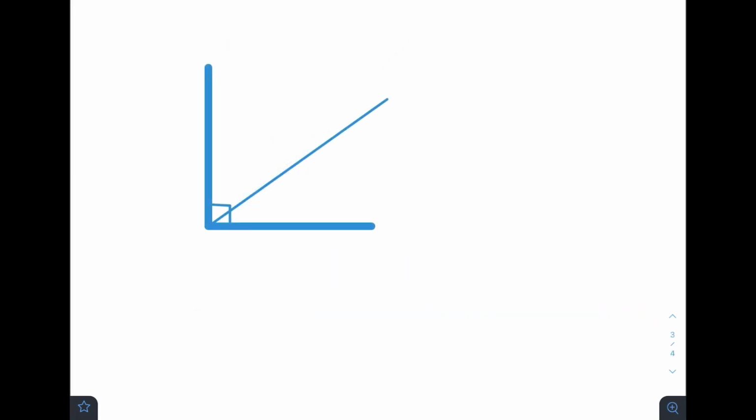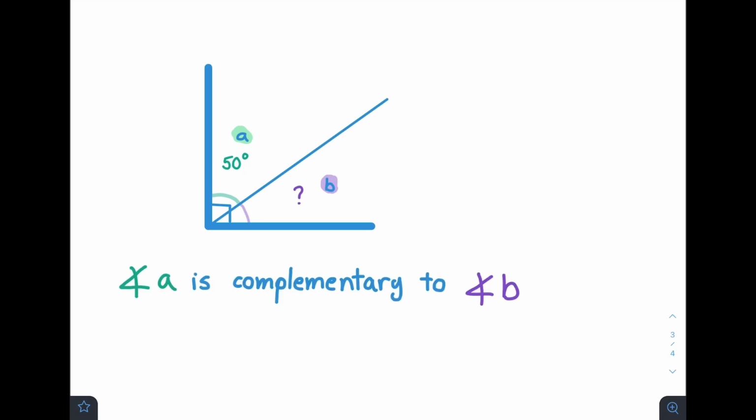Now let's see how well you understand this topic. Let's say this right angle was divided into two angles, angles A and B. Let's say A is equal to 50. What will B be equal to? That's for you to figure out. If A is complementary to B and A is 50 degrees, how much is B? Pause the video and see if you can figure it out.